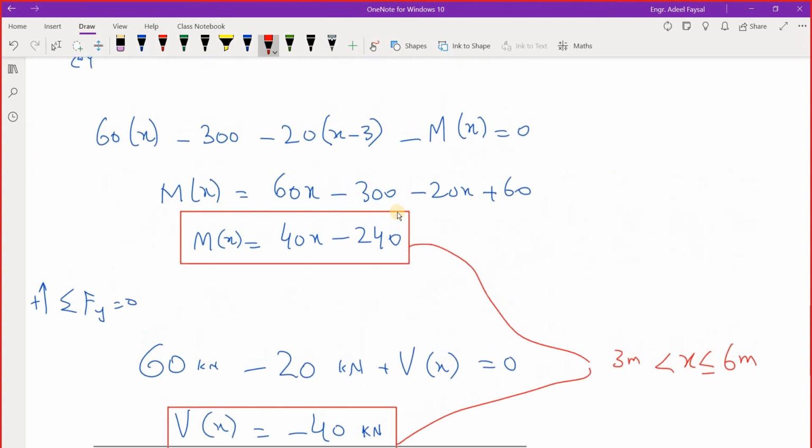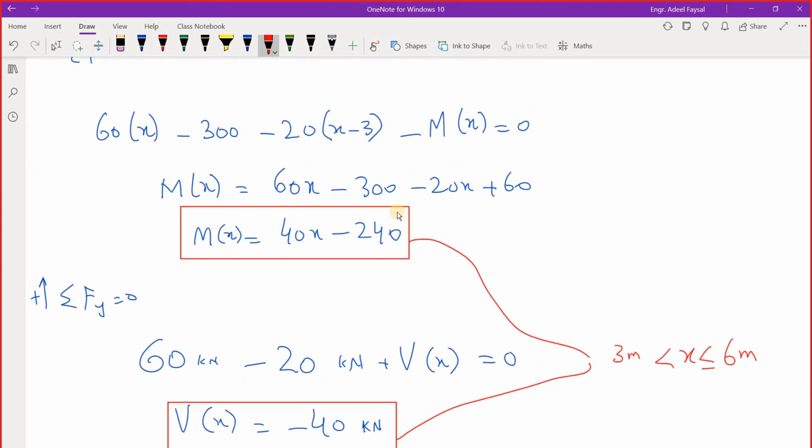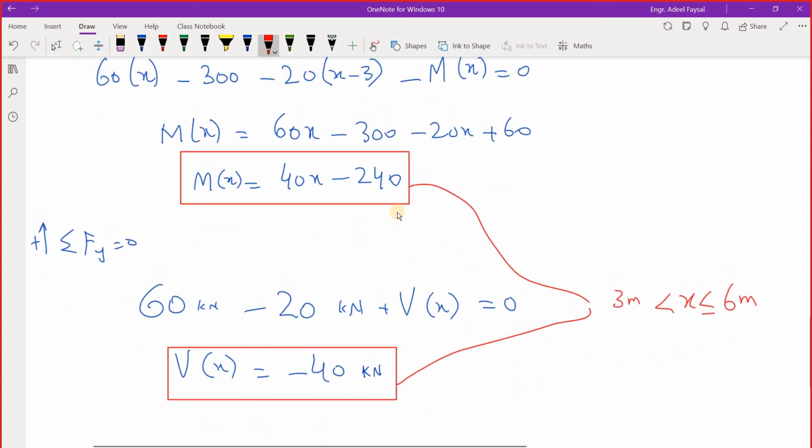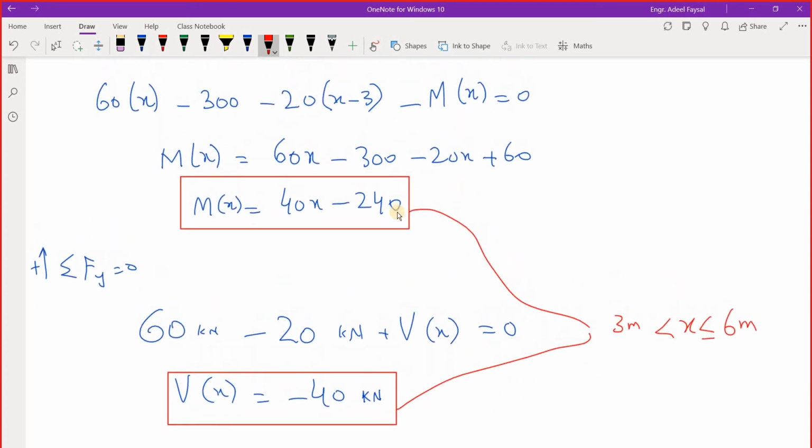Now the next. Excuse me, sir. Sir, why is this 3 not included in that x range? Yeah, this 3 is included. Strictly speaking, this 3 is included for the bending moment equation because that is continuous.